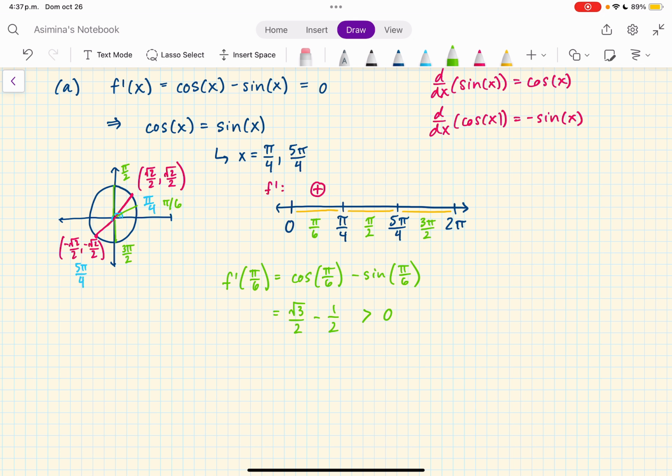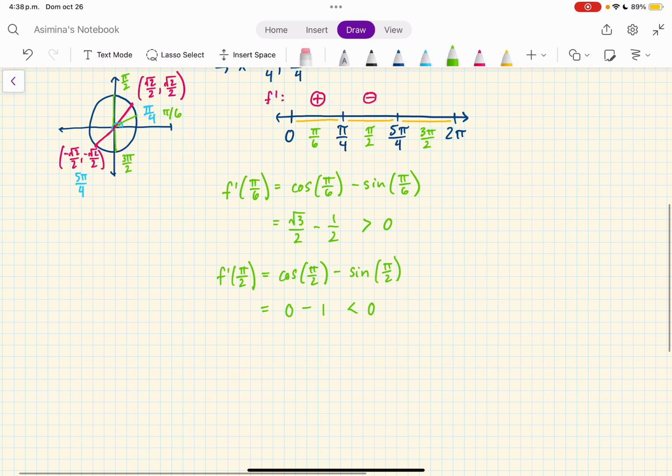Next, we want to check f prime of pi over 2. So that's going to be cosine of pi over 2 minus sine of pi over 2. So at pi over 2, cosine is 0 and sine is 1. So we have 0 minus 1, that's minus 1. The point is it's less than 0, which means it's negative. So on the interval from pi over 4 to 5 pi over 4, we have that f prime is negative.